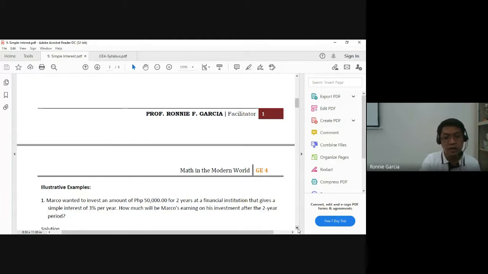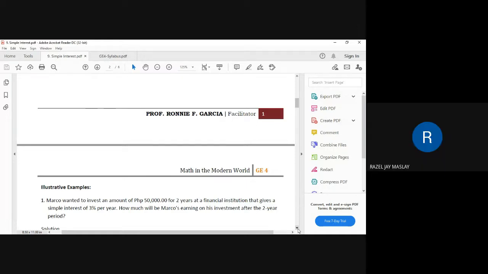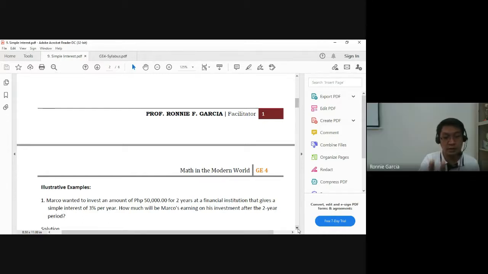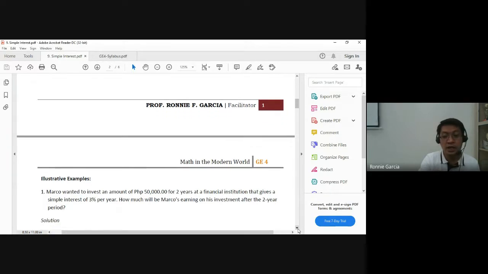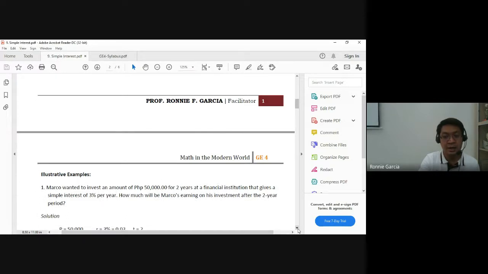So the givens: what is this 50,000 pesos? Principal. Very good. That's the principal. The 2 years, very obvious, it's the time. The 3% per year is the interest rate, the rate of interest. So the question now is, how much will be Marco's earning on his investment after the 2 year period? What is he asking for? The earning, the interest.